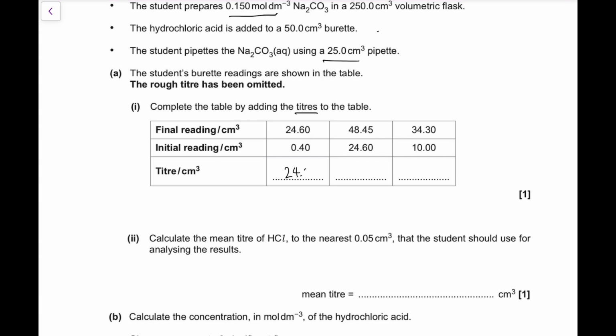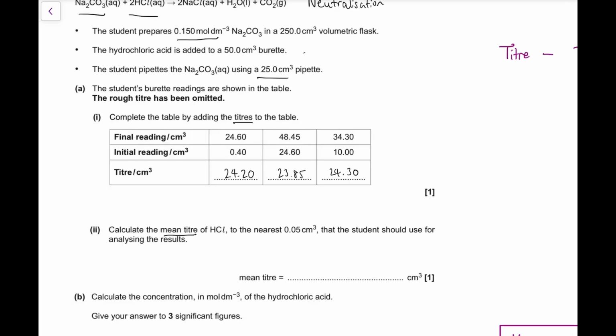To work out the titer, we simply take the initial reading away from the final reading. So we get 24.20, 23.85, and 24.30. In the next part of the question, we have to work out the mean titer.